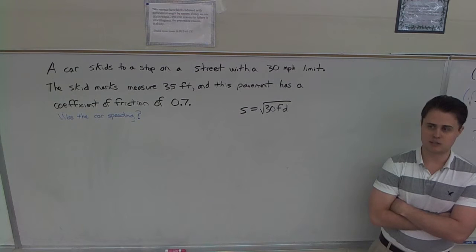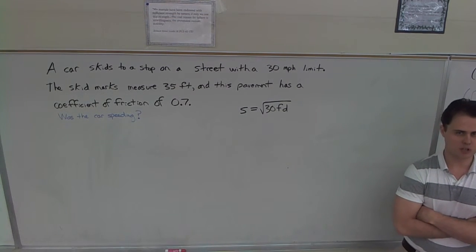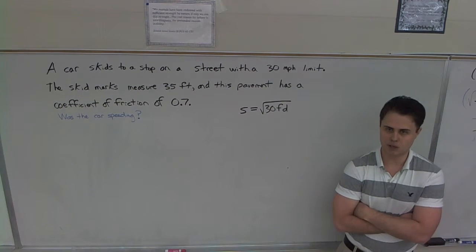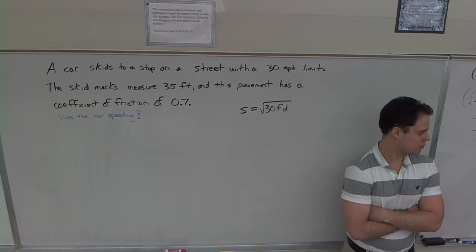This is, by the way, the static friction coefficient. So what we want to know is, was the car speeding? This is actually how cops do things. Maybe there was an accident and the cops want to know, was this car going above 30 miles per hour?